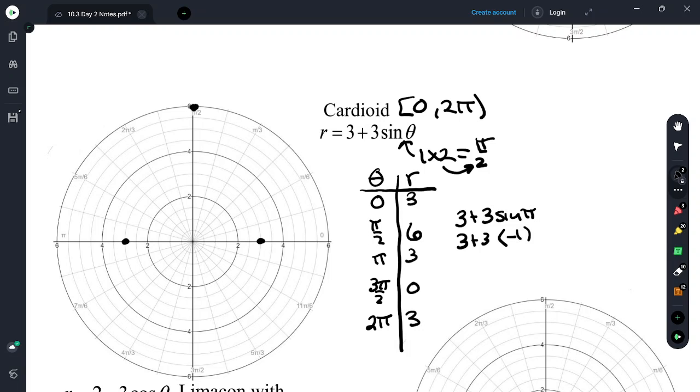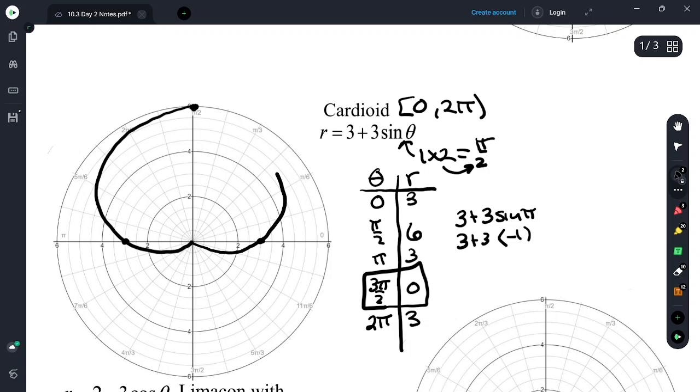So here's what the cardioid looks like. We can do this. It's kind of rounded. It touches the pole because our smallest value here is 0. This is where it touches the pole. And then it goes through, and then is kind of rounded like that. So there's a cardioid.